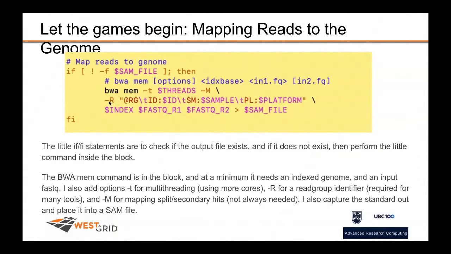Then there is this read group string, which is going to be added to each read, and it's just going to tell us something about the sample ID that we're sequencing. So this would be ATAC-seq. It's a heart ventricle, and it's been sequenced on the Illumina platform.